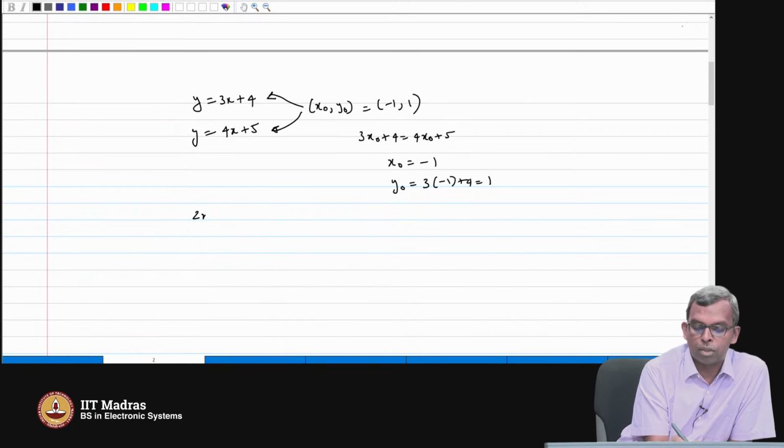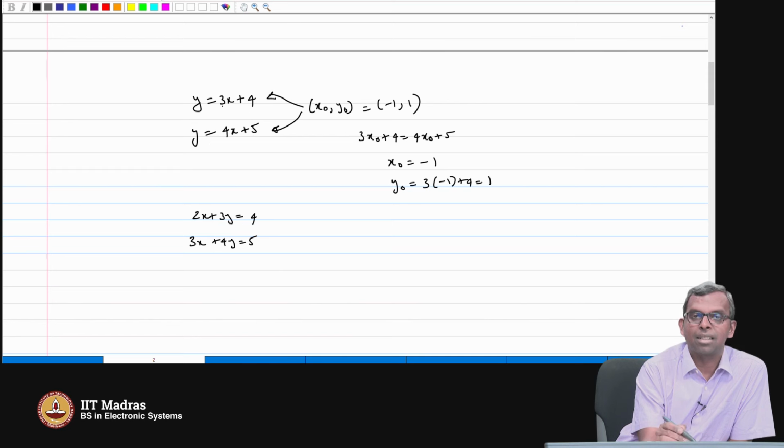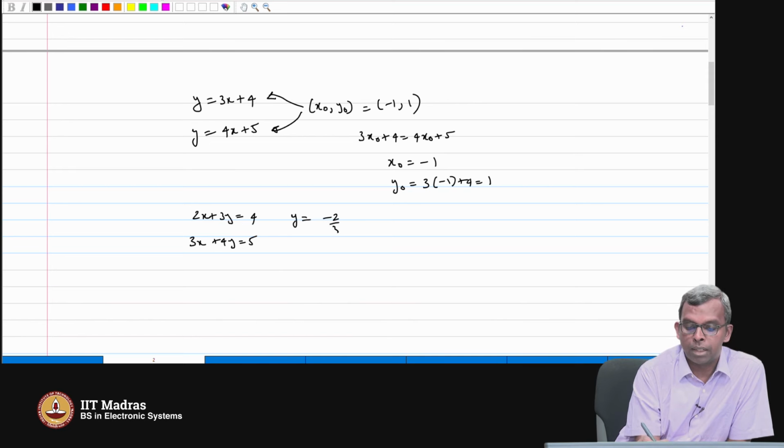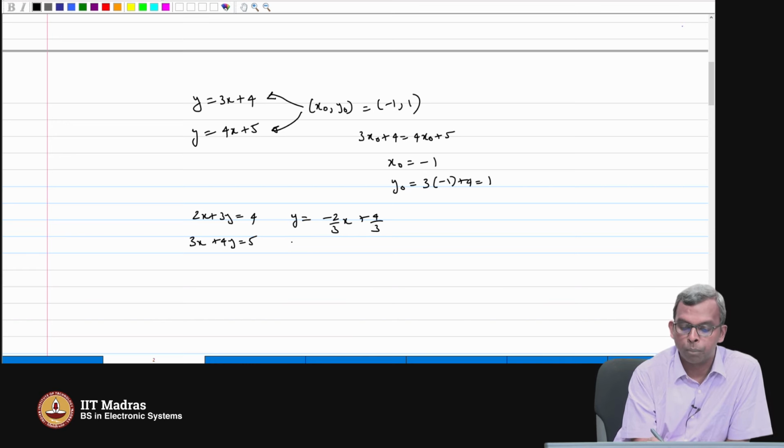So the problem is given as 2x plus 3y equals 4, 3x plus 4y equals 5. I like it written like this, right? So let's rewrite this. This is y equals minus 2 by 3 x plus 4 by 3, isn't it? So 3y is minus 2x plus 4, and then I divide by 3, I get it like that. This step is a simple manipulation, but you should get comfortable with this one. This is very important. And here also, I move this to this side and then divide by 4. I get minus 3 by 4 x plus 5 by 4.